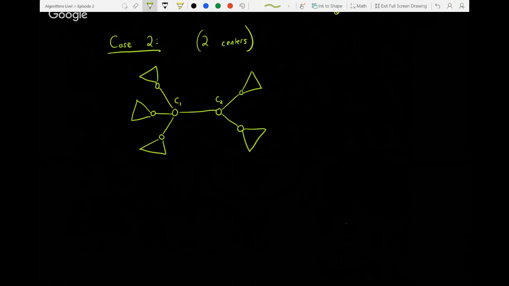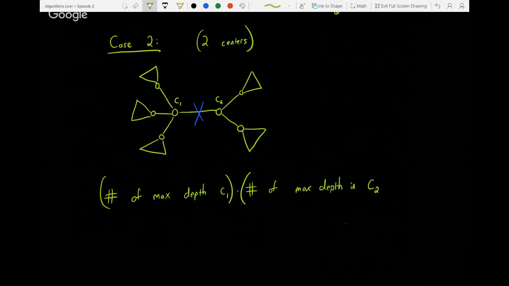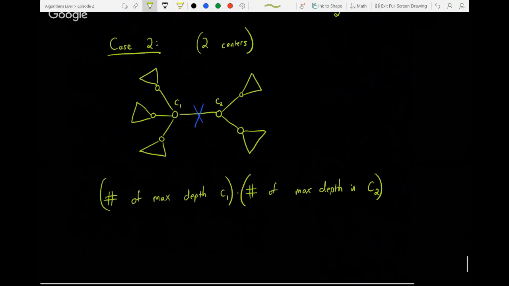So my answer is just going to be the number of max depth. So imagine I cut this edge, for example. So maybe I'll use a different color. So it's the number of max depth in C1 times the number of max depth in C2. And that's my answer for case 2.